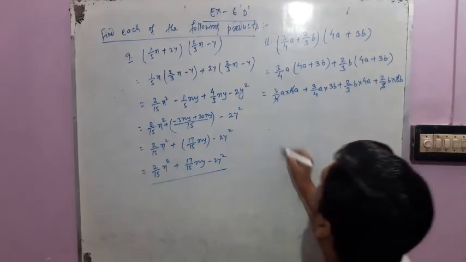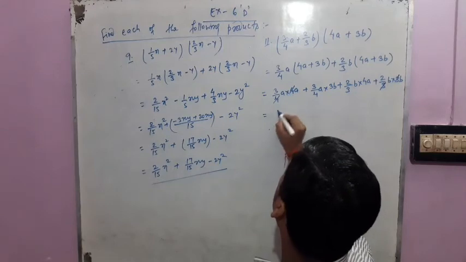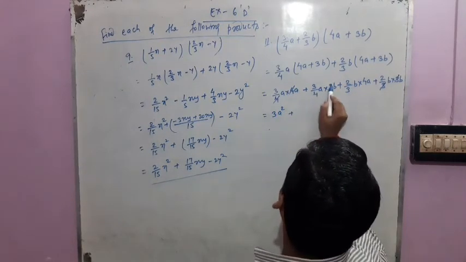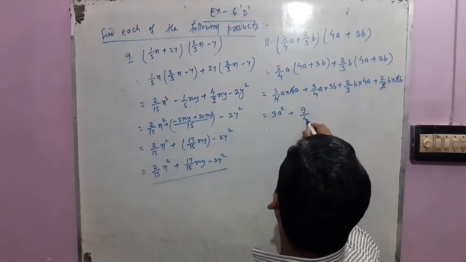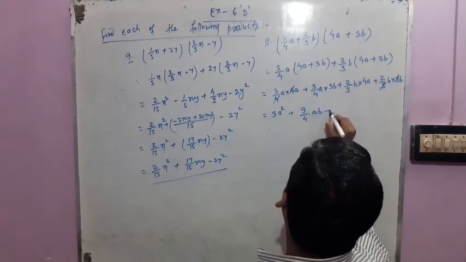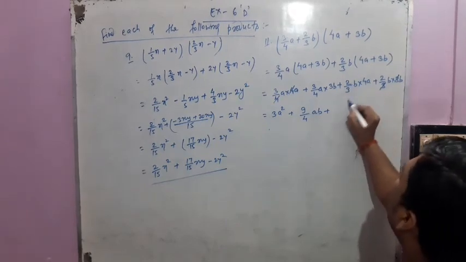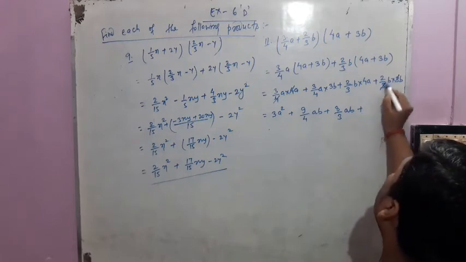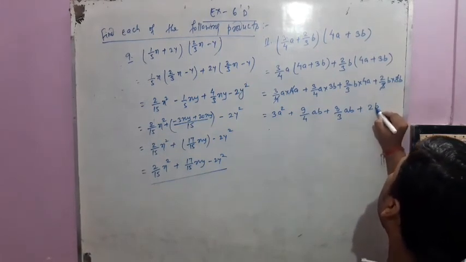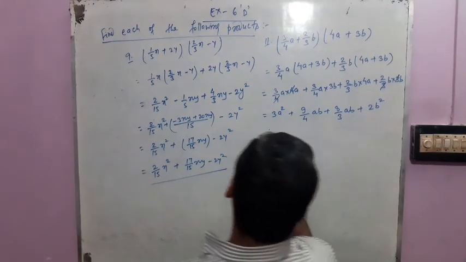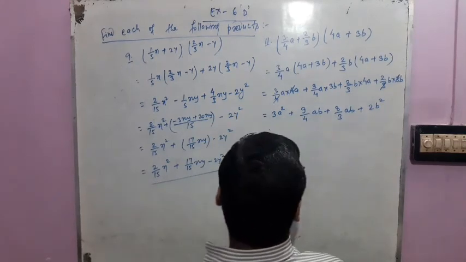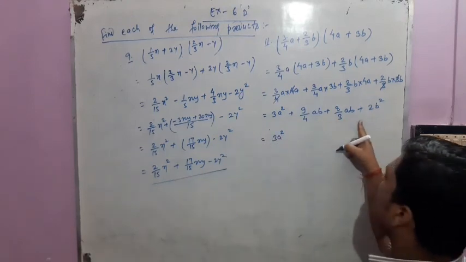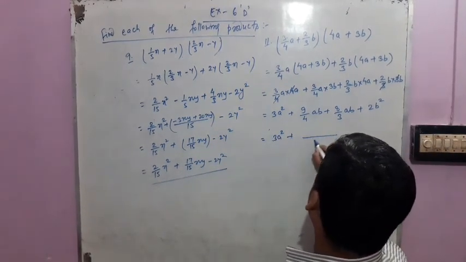Okay, students? Now continuing here, 3a into a, what? 3a square. And here 3 threes are 9, so 9/4 ab. Now here 2 fours are 8, so 8/3 ab, and here 2b into b, what? b square. Continue here, students. 3a square, both are the similar terms. So take the LCM here. The LCM will be 12.